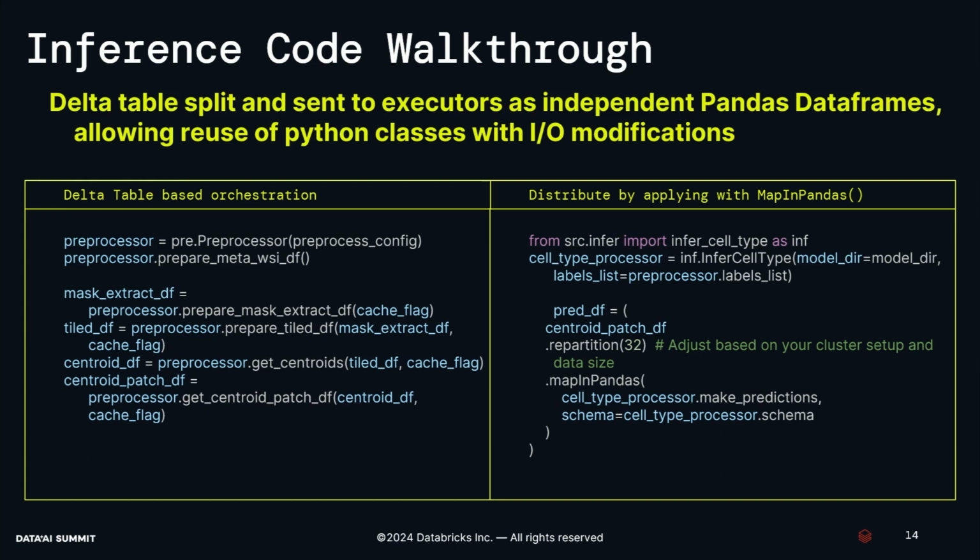Then the next thing we do is prepare this mask extract. This is simple thresholding, but we don't want to do tiling on everything. Things like the white space, we want to make sure we're not including. So we're trying to just get the tissues.